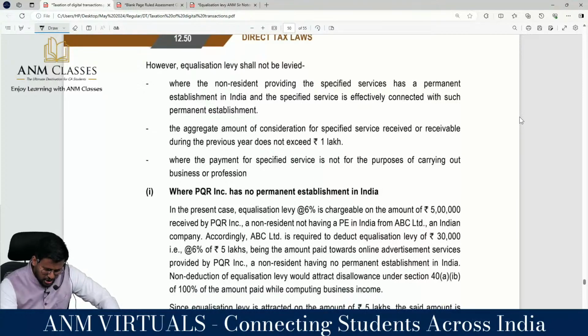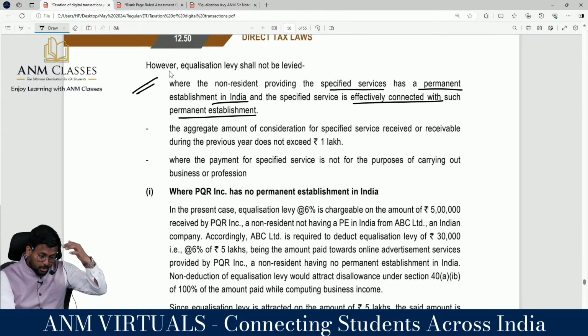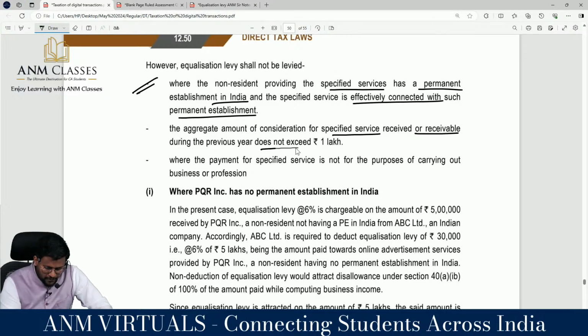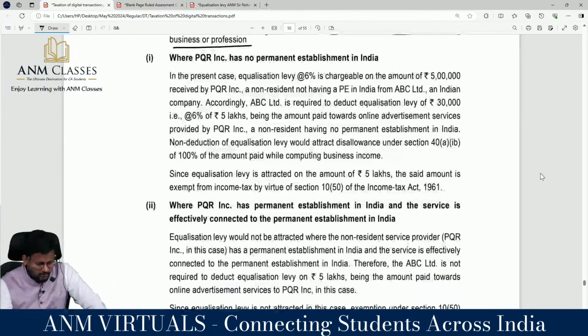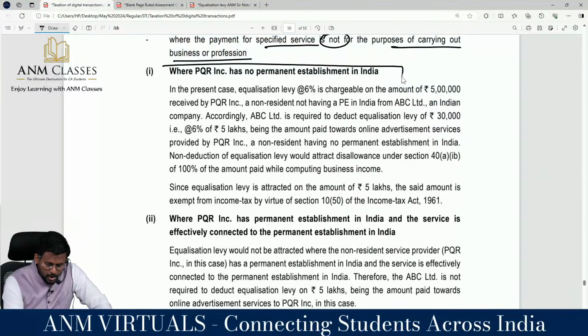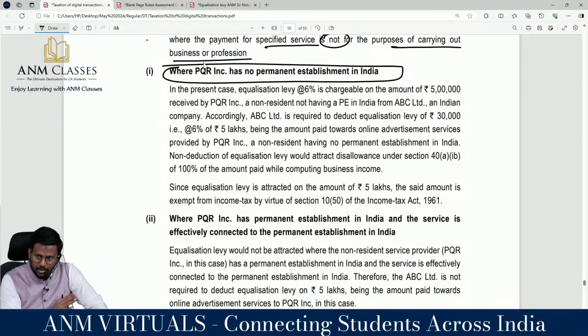However, equalization levy shall not be levied where the non-resident providing the specified service has a permanent establishment in India and the specified service is effectively connected with such permanent establishment, or where the aggregate amount of consideration for specified service received or receivable during the previous year does not exceed the threshold, or where the payment for specified service is not for the purpose of carrying out business or profession. The first part is where PQR Incorporation has no PE in India.